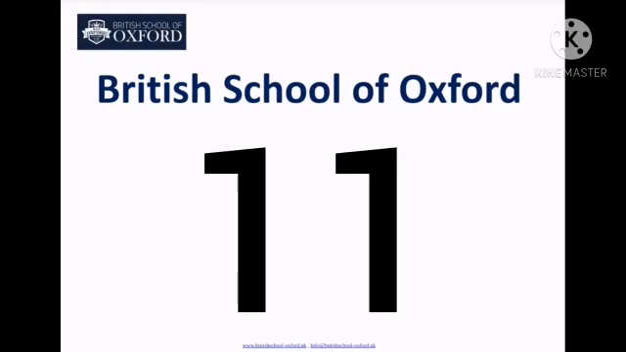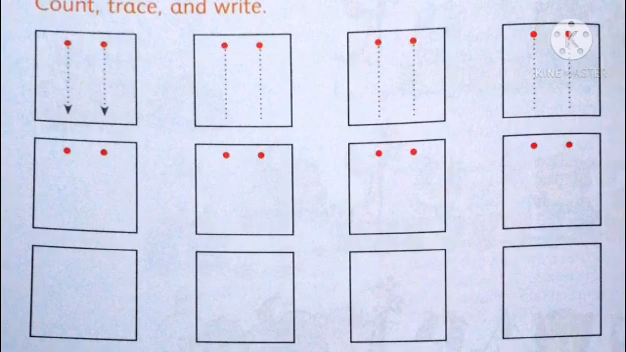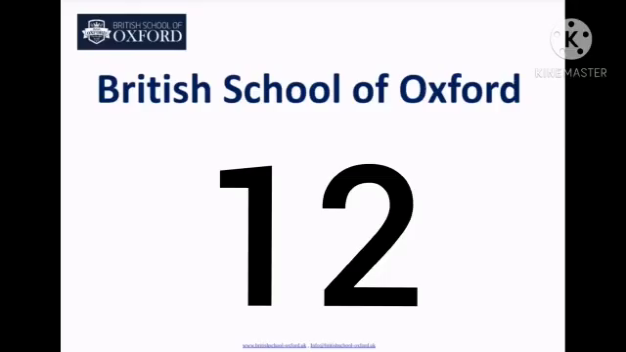Here you can see number 11. Which number is this one? 11. And in your book it is here, 11. You have already written it, so just remember it. 11. Next number is 12.